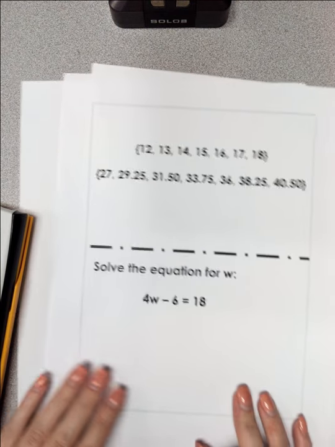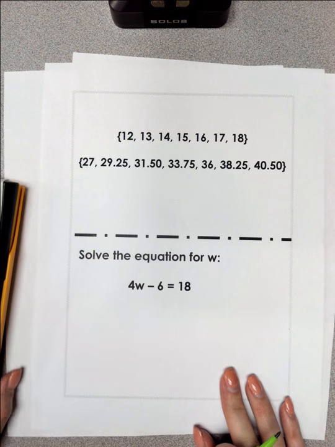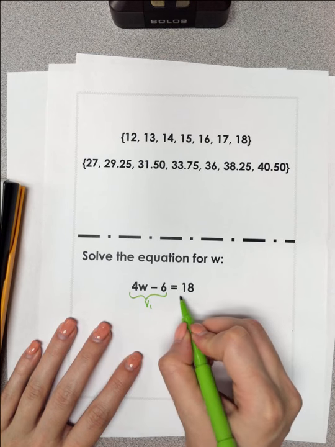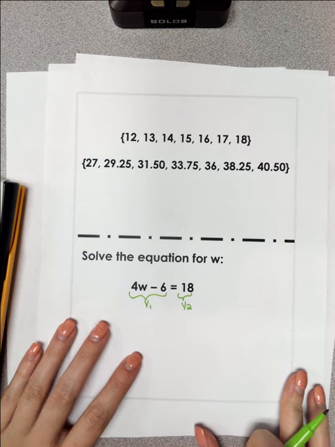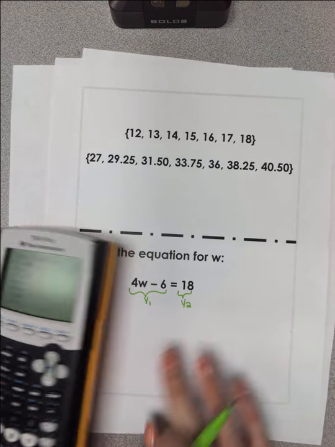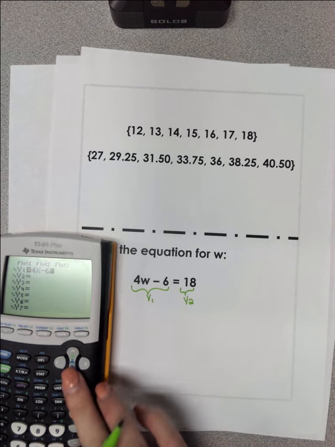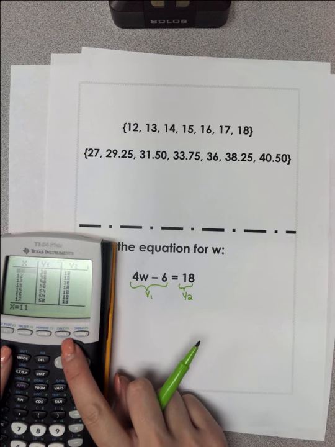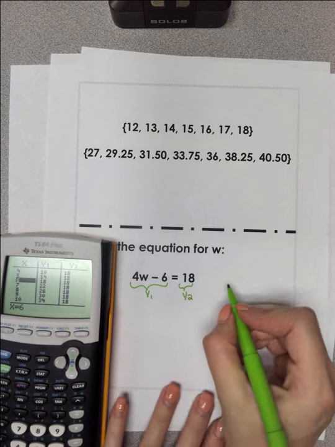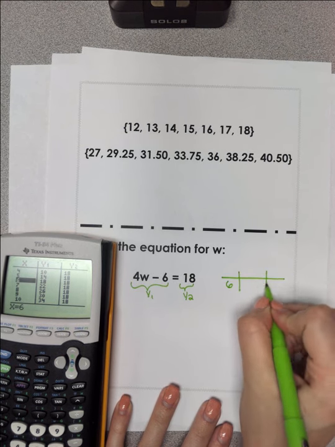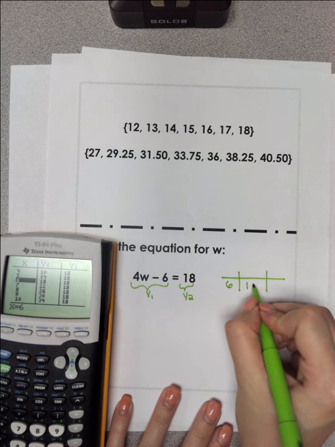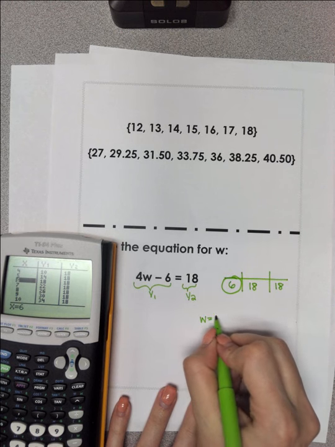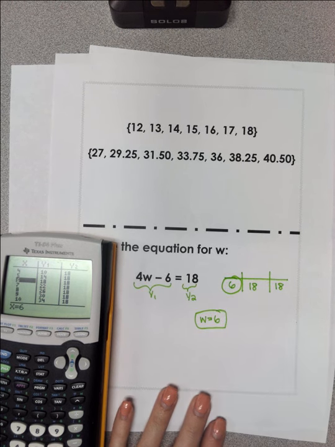There it is. Solve the equation for w. Guys, if you want to do this in your calculator, this side y1, this side y2, you can. Okay? You can type in 4x minus 6, and in y2 put 18. Where are they the same? At 6. Your work needs to be the table. So they are both equal to 18 at 6. So w equals 6. This will get you credit on the test.